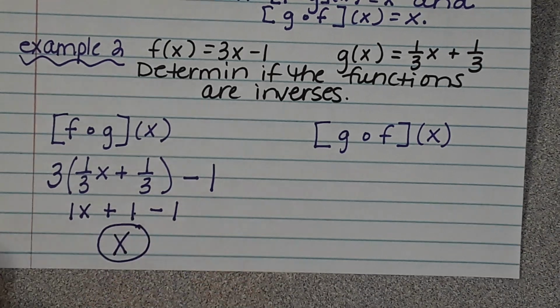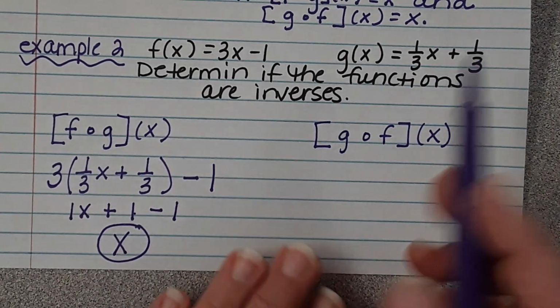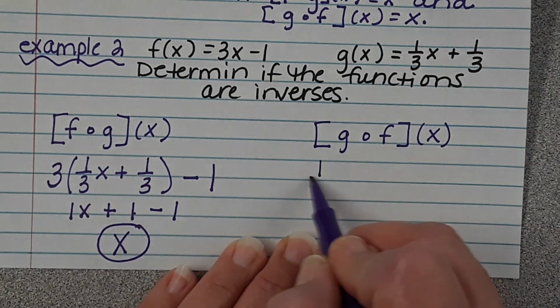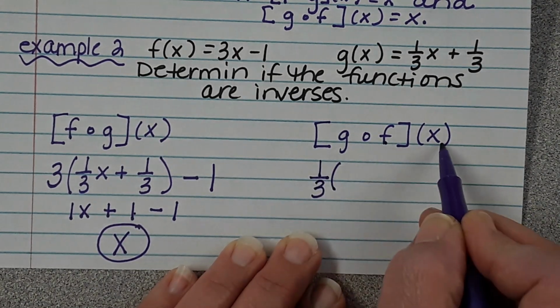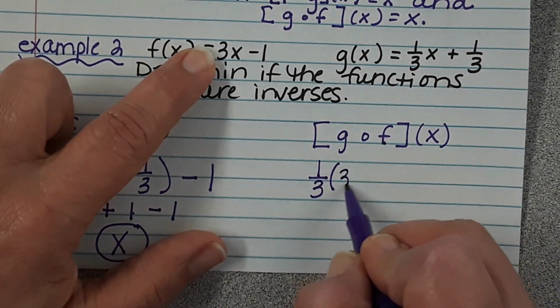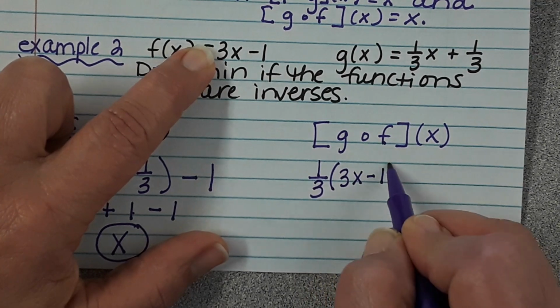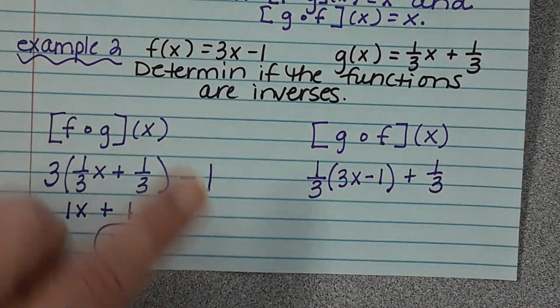You guys, the 1 can go there, but you don't need it. So 1x plus 1 minus 1. 1 minus 1 is 0. 0 plus x is x. Okay? Now we're going to come over here. And g is 1/3 x plus 1/3. But instead of writing x, I'm going to replace it with f of x. Well, f of x is 3x minus 1, so I'm going to replace it with 3x minus 1 plus the 1/3, because that was at the end of the g.